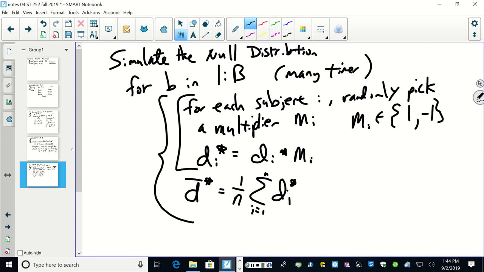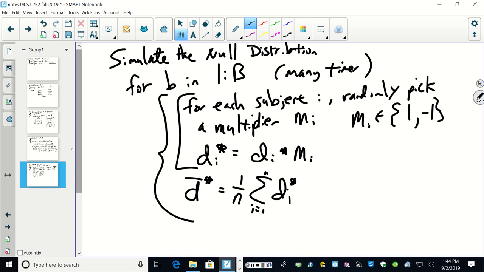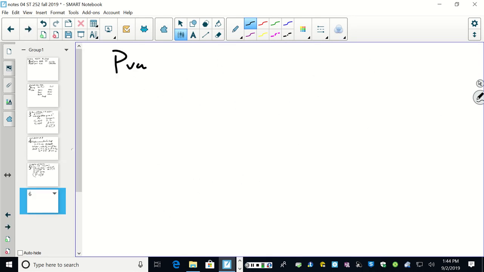And so then we're going to look at what percent of the times the simulated average is greater than or equal to what we actually got. Or if we get negative on things that decrease, then we're going to look at what percent of the time it's below that. So then we will look at the p-value. We'll calculate a p-value then.